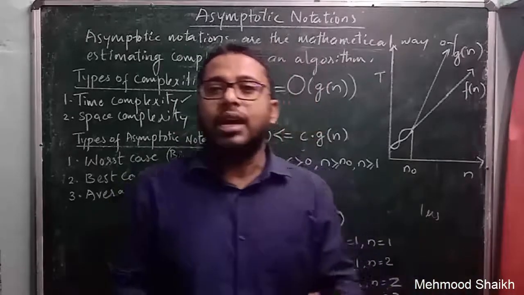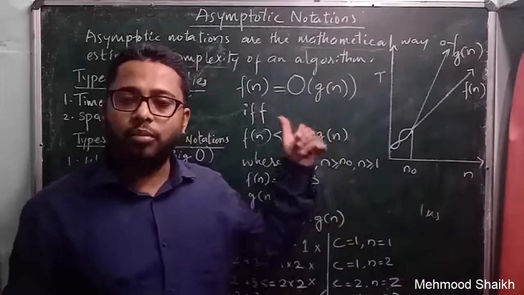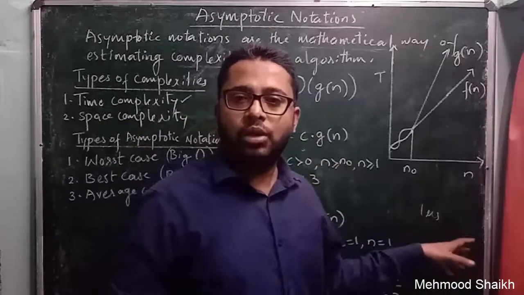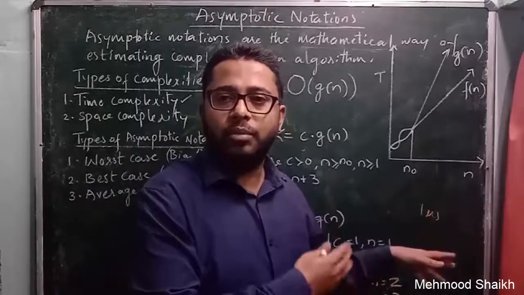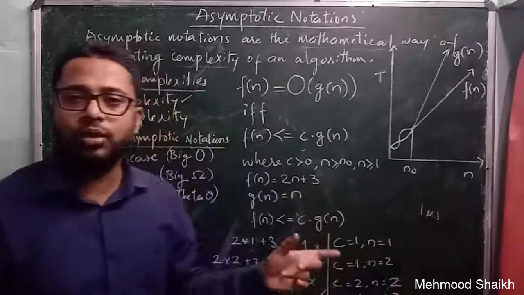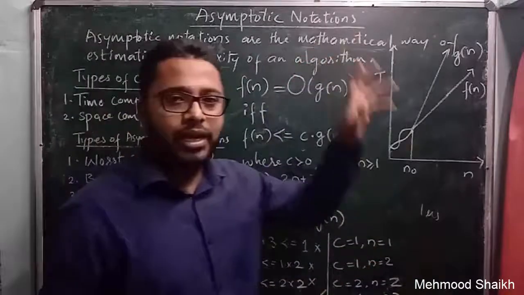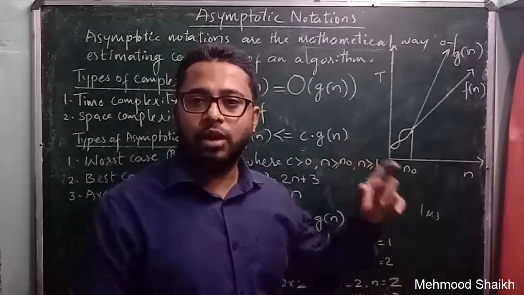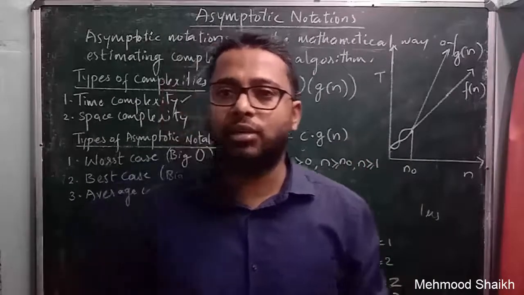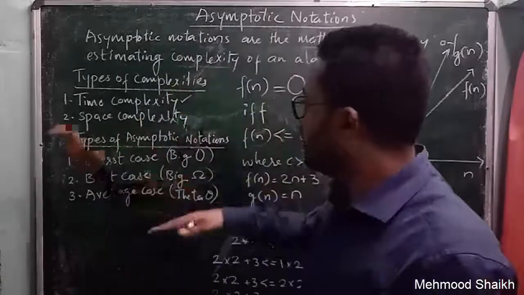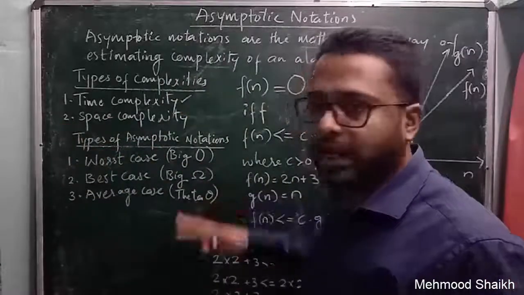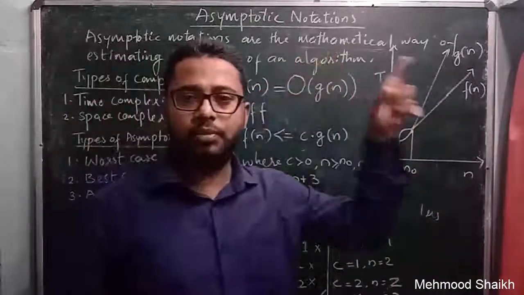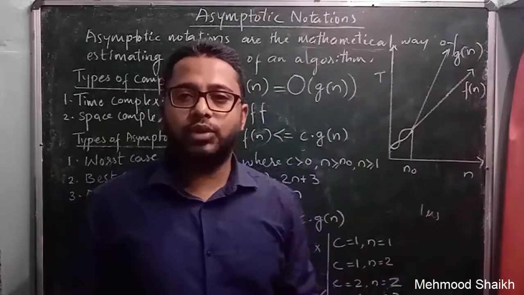That's why we cannot properly estimate the time and space complexity of an algorithm in terms of these units. So we have come up with a better approach of estimating the time and space complexity of an algorithm using this mathematical way, with various asymptotic notations: big O, big omega, and theta. I hope you have understood why we go with this mathematical approach of estimating the time and space complexity of an algorithm.